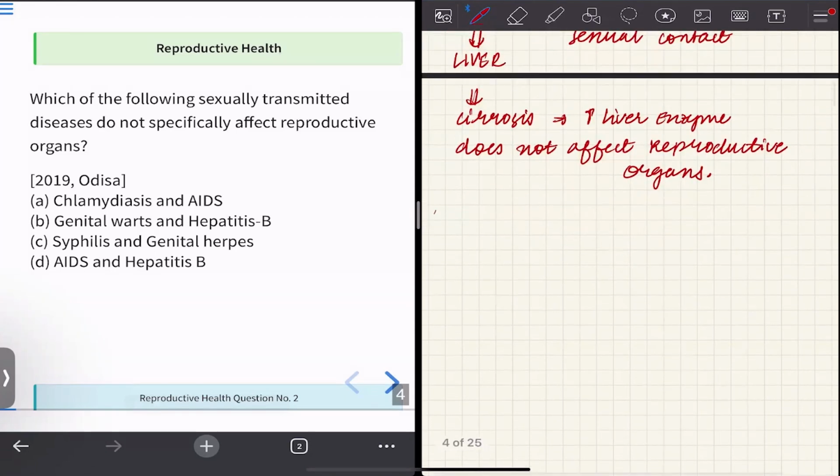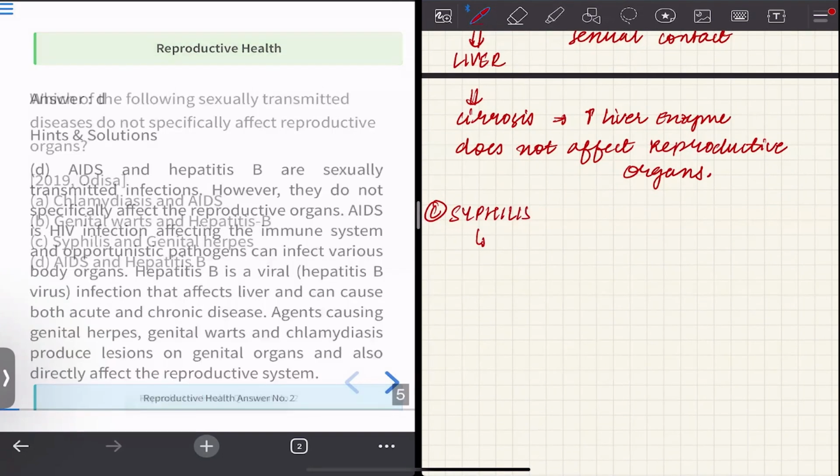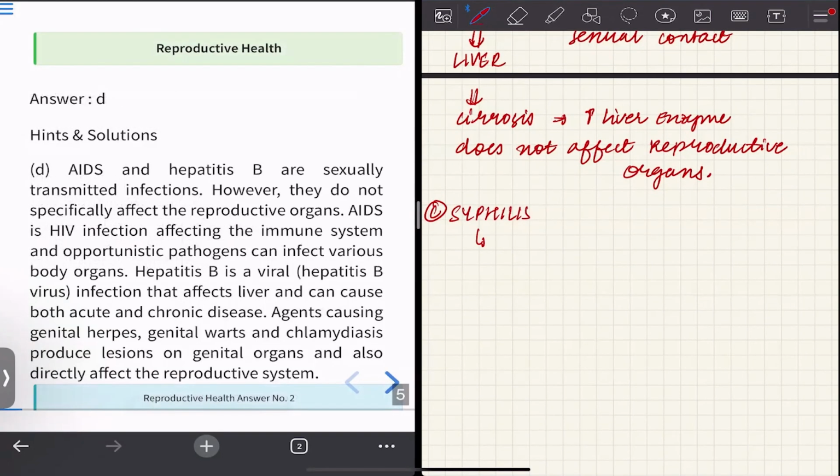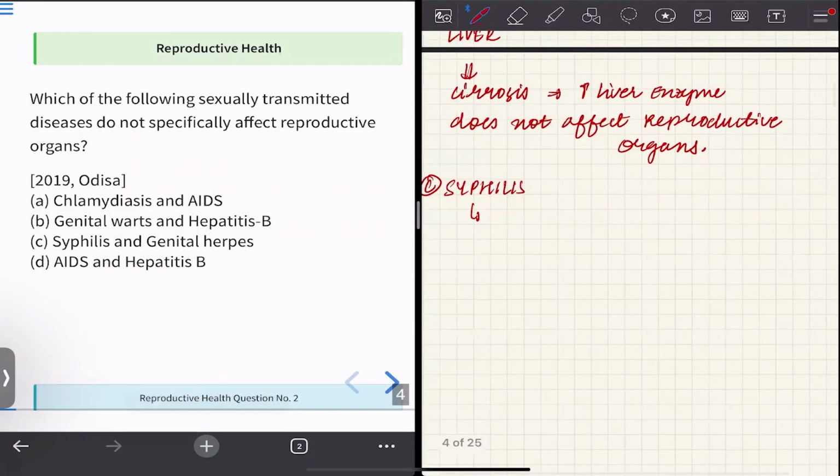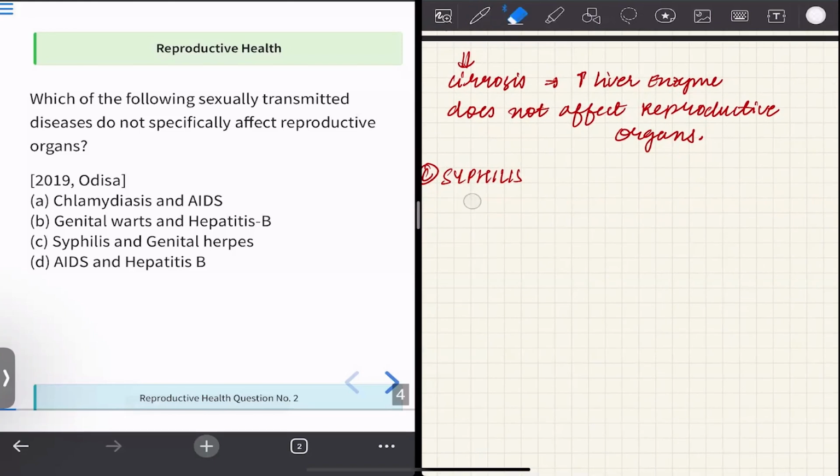Next, we have syphilis. Syphilis is actually caused by bacteria. It affects our reproductive organs, so reproductive organs are particularly affected in this condition.